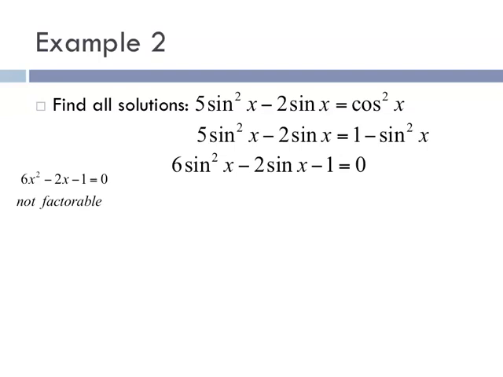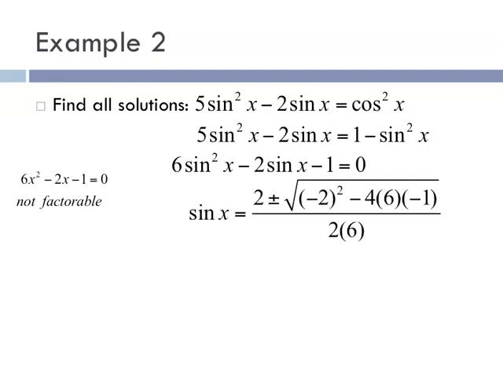Here's where we're going to have to apply the quadratic formula. So sine of x is equal to 2 plus or minus the square root of negative 2 squared minus 4 times 6 times negative 1, all over 2 times 6. Inside the square root there we have 4 plus 24, so that's the square root of 28. Now, we know that there's a solution here. How do we know? Well, because 2 plus square root of 28 divided by 12, if you were to plug that into the calculator, would be a value between 1 and negative 1, and same with 2 minus the square root of 28 all over 12.